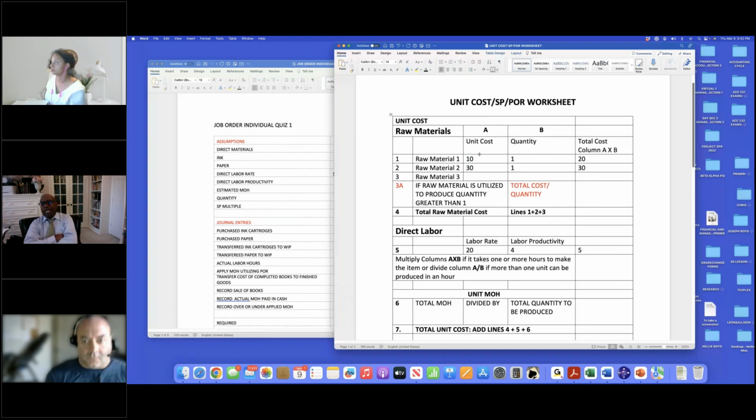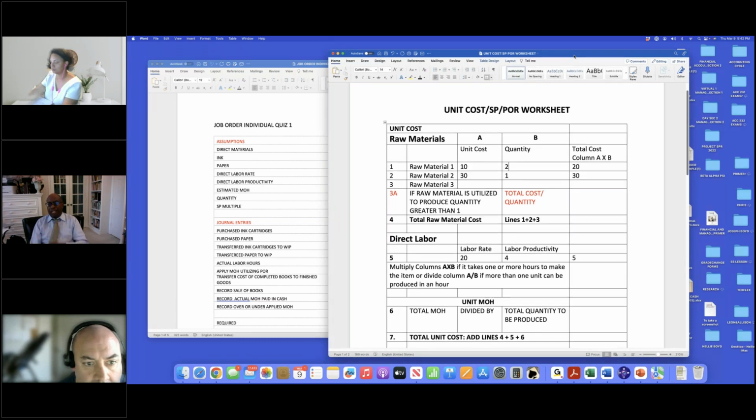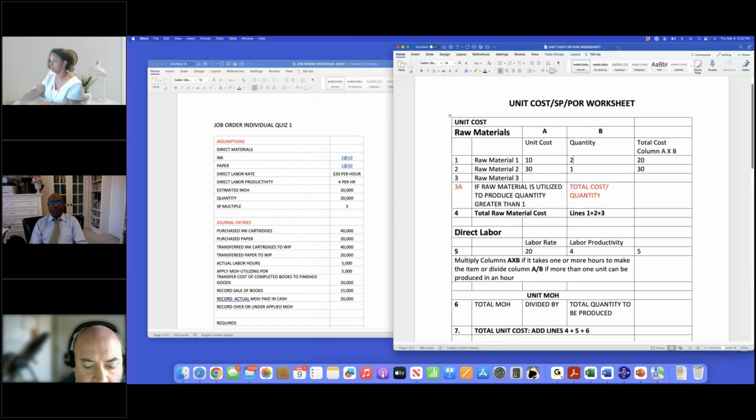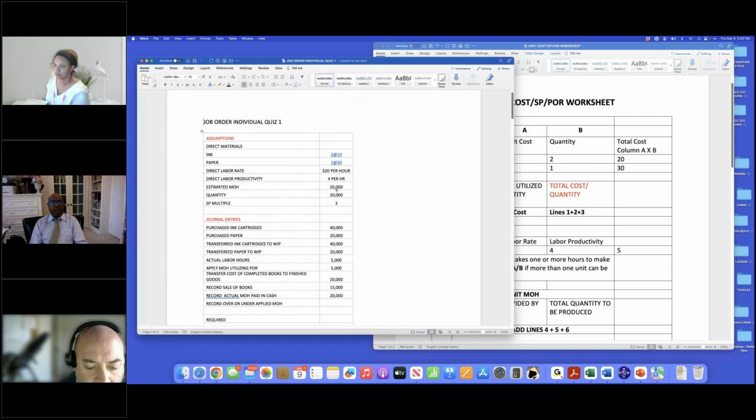Well, everybody can't follow along with Excel. If you want to use Excel, that's fine. But some people's devices can't get it done. So I just wanted to do this one in Word. Okay. So you'd have a guide to go with. Same thing. So right now we had 2 at 10 and 1 at 30. And then the labor, it was $20 an hour, and we could make 4 per hour.